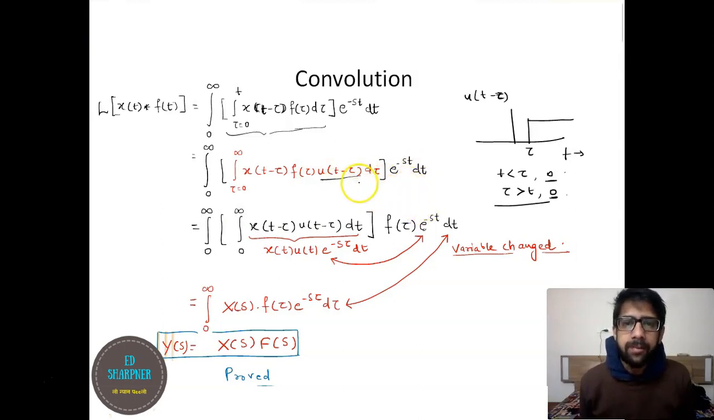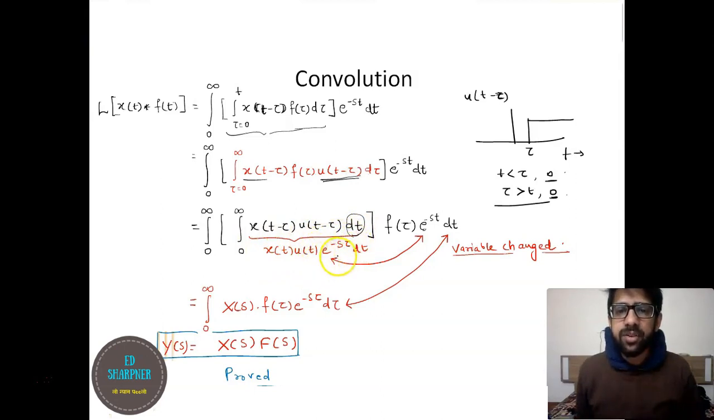Okay. Now we have dt inside, and because dt is inside, f of tau will not be function of t. Alright. So f of tau is taken outside. Inside we have x of t minus tau and u of t minus tau. This is nothing but x of t, u of t shifted by tau. So we are multiplying it by e raised to minus s tau. Okay. So this is the function inside. And this e raised to minus s tau is replaced by e raised to minus st, so that we get x of t, u of t, and e raised to minus st dt.